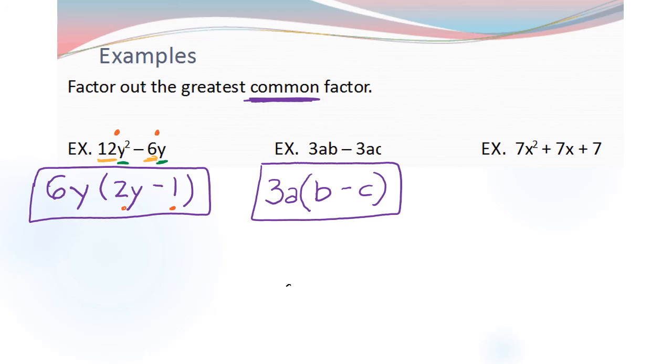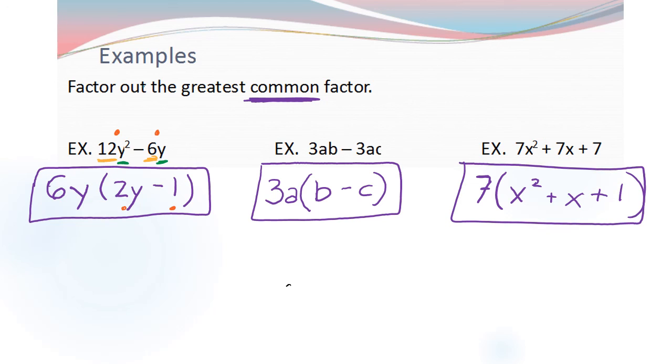All right, last one. We've got 7 and 7 and 7. They all have 7, so we can take that 7 out. There's your 7. And then we don't have x's on all 3 terms, so we cannot factor out an x. You've got x to the second, you've got x, and you've got just a constant. So that leaves you with, if you divide the 7's away, x squared plus x plus 1.